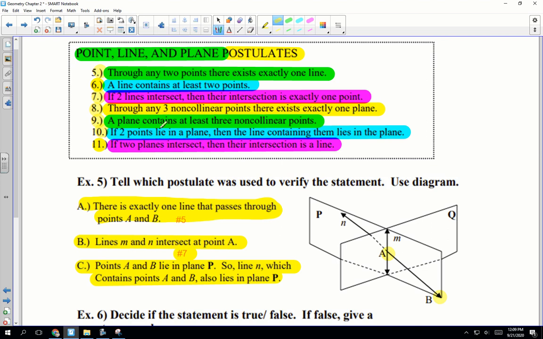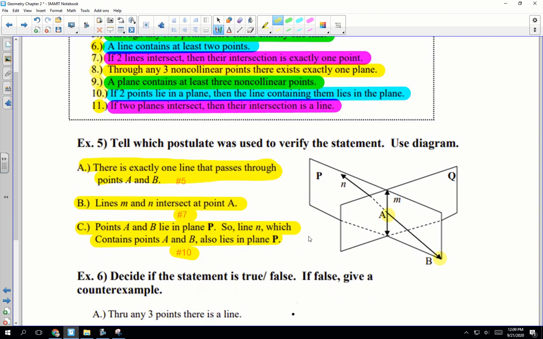Well, here's 2 points lie in a plane. So that's 2 points in a plane. That's 3 of the 4 items that we need. Then the line containing them lies in the plane. Oh, it's here. It's number 10. Awesome.